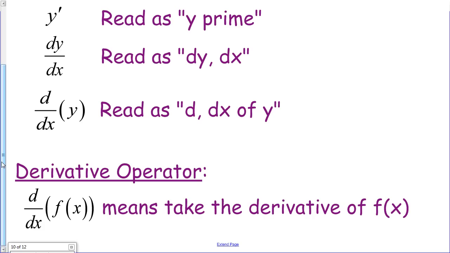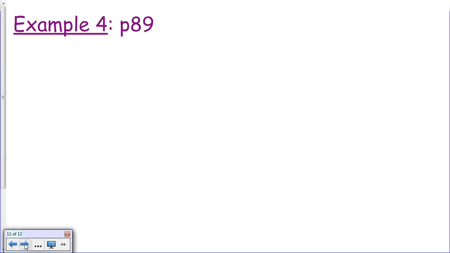d dx of f of x means take the derivative of f of x. So d dx, like we saw up above there, of y means take the derivative of y and write what that's equal to. All right, so those are different ways that we write a derivative or indicate that we want to find a derivative. All right, so let's take a look at a couple more examples here.